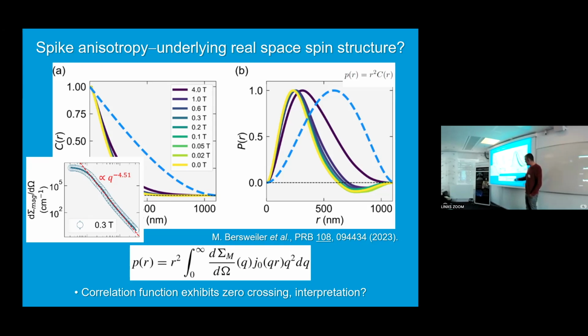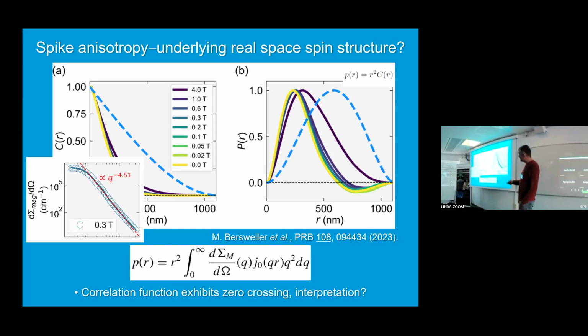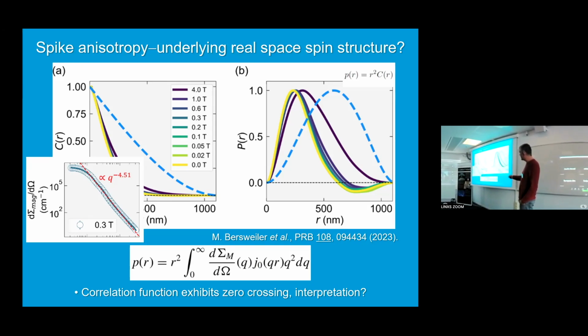And then the P of R, which in nuclear small angle scattering, and in SAXS, is usually the quantity that people prefer to discuss, is drawn here. This R square factor, of course, has as a consequence that P of R is 0 at R equals 0. And of course, the R square factor also emphasizes features in C of R at medium and longer range distances.